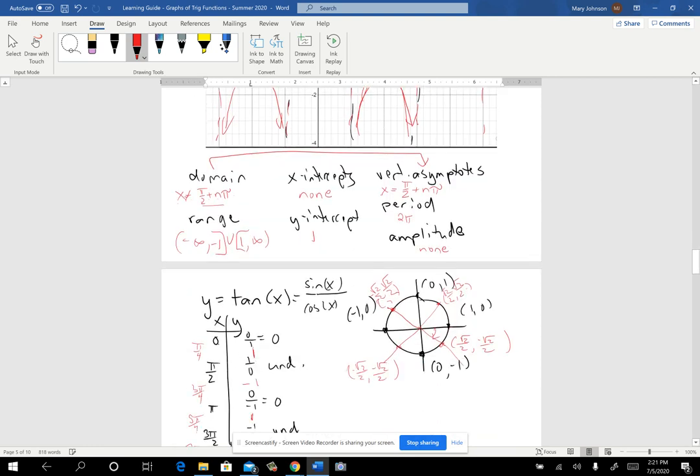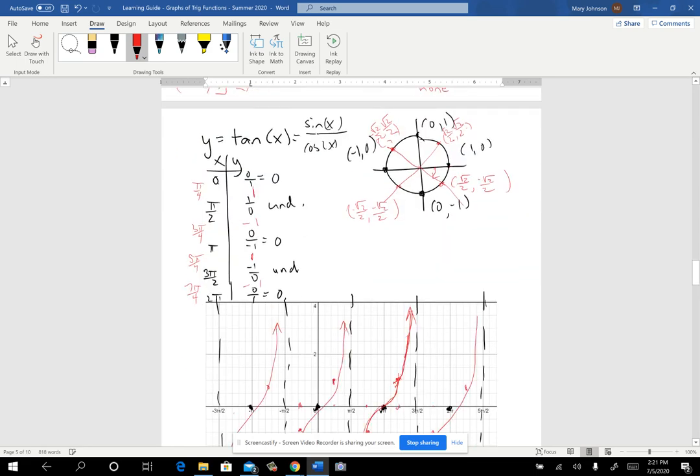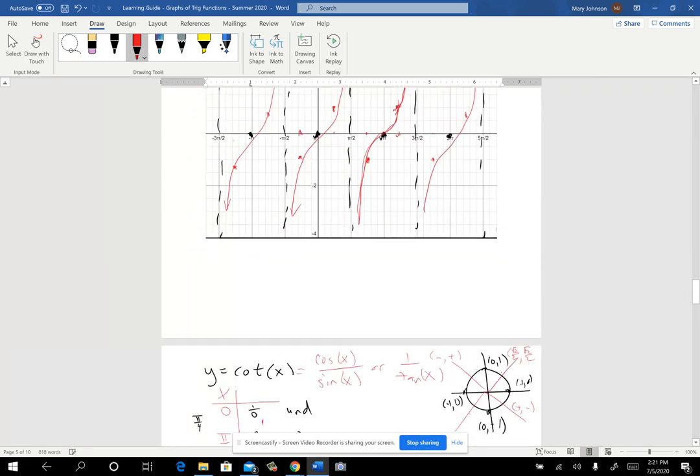Now let's take a look at tangent. All right, the hardest thing sometimes is just being able to write when you have that repetitive nature, knowing how to say what you mean. Oops, I forgot vertical asymptotes.